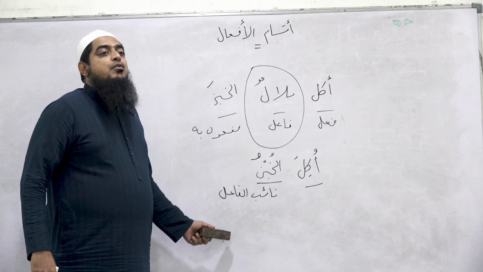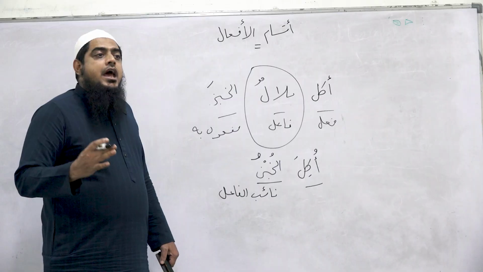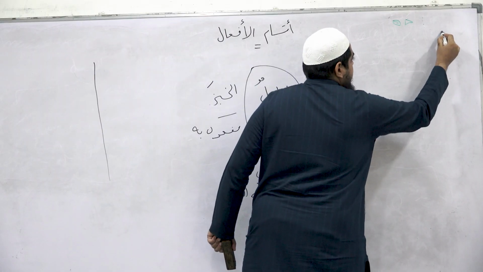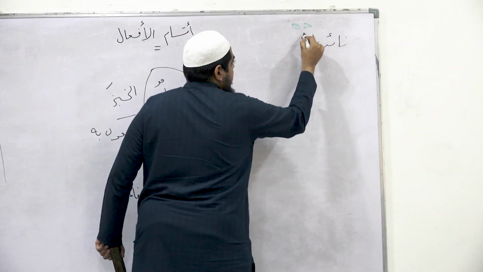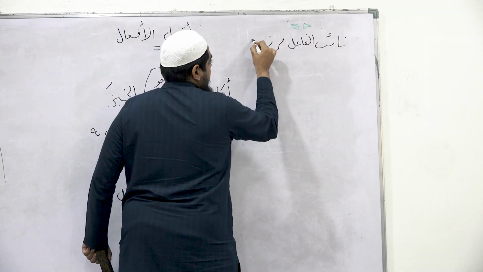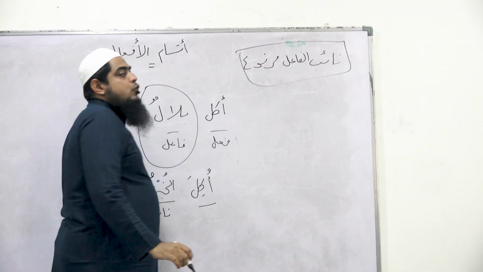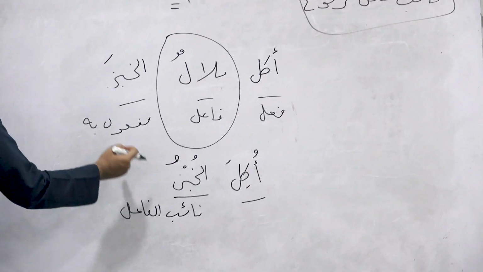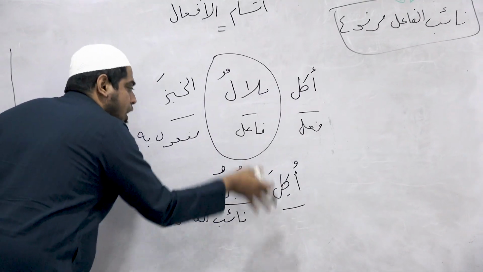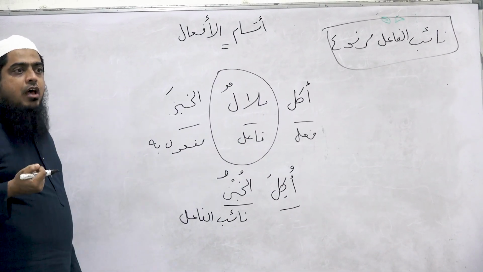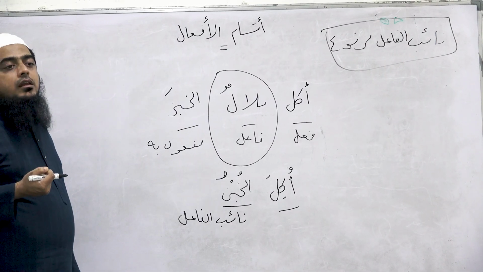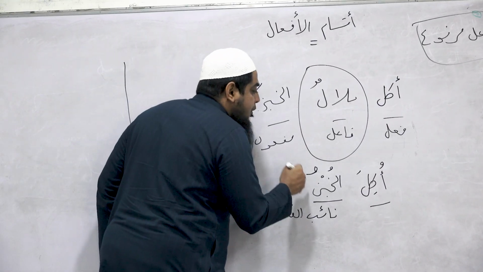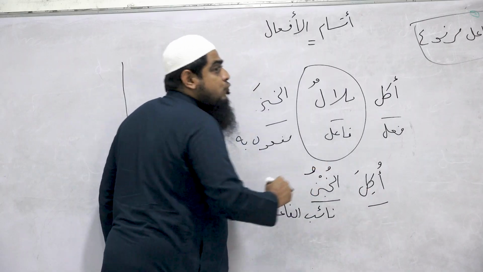Like al-fa'ilu marfu', na'ibul fa'il is also marfu'. This is what the rule says. نائب الفاعل مرفوع. So here, this is نائب الفاعل. Actually, this was مفعول به, but it came in the place of فاعل. It took the place of فاعل. But we can't say فاعل. We have to say نائب الفاعل. This happens only if you make this fi'l majhool.